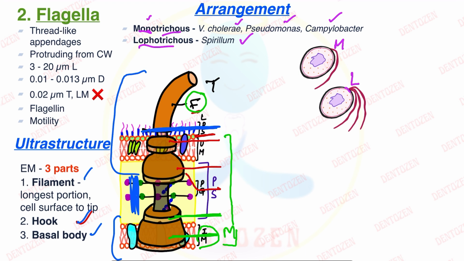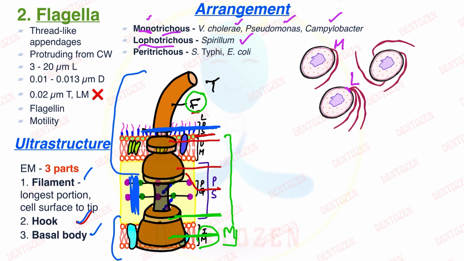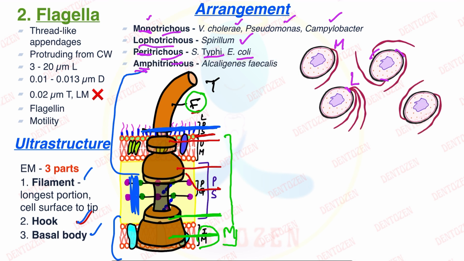Then what about bacteria if flagella are present all around? Peritrichous. Peri means around. So peritrichous is when they are all around the bacterial cell surface, for example in Salmonella typhi and Escherichia coli. And when they are only present at two ends, it is called amphitrichous, like this, at two opposite ends. An example is Alcaligenes faecalis. So those can be important examples for your entrance question and viva question.